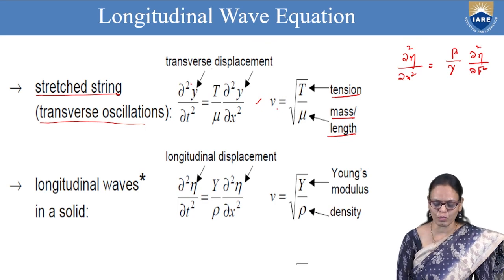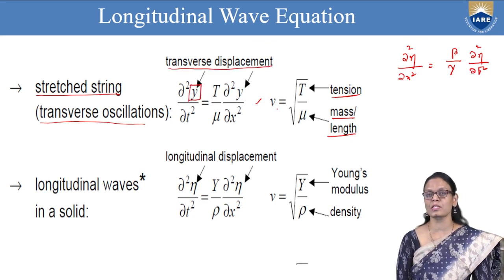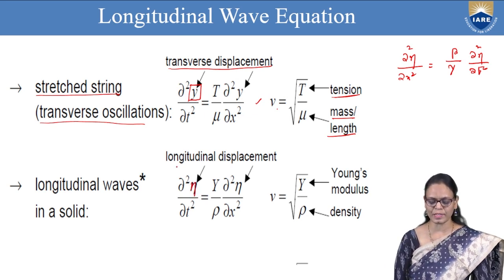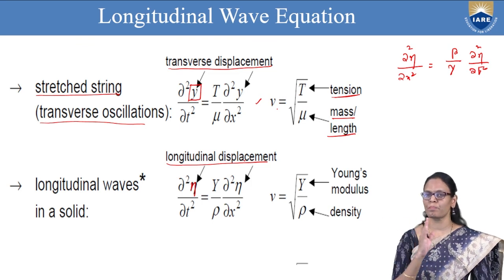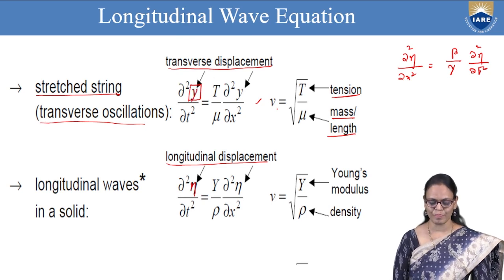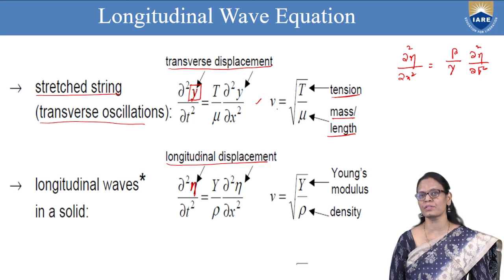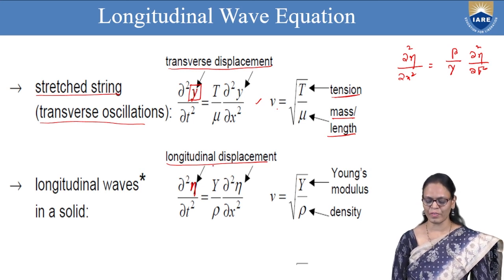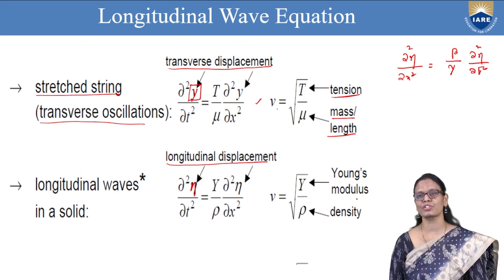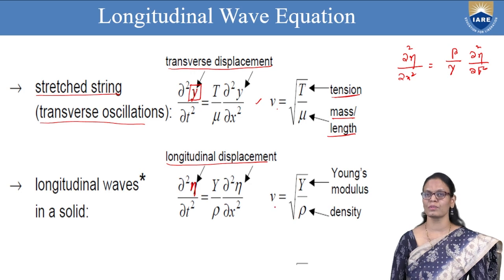Now, if you see here, y is the transverse displacement because the particles are vibrating perpendicular. And eta here represents the longitudinal displacement, where the particles vibrate parallel to the direction of motion. So here we are talking in terms of y, the transverse displacement, and eta denotes the longitudinal displacement. So when you compare, for transverse it is the square root of T by mu, tension upon mass per unit length. Here it is the square root of Young's modulus upon density.